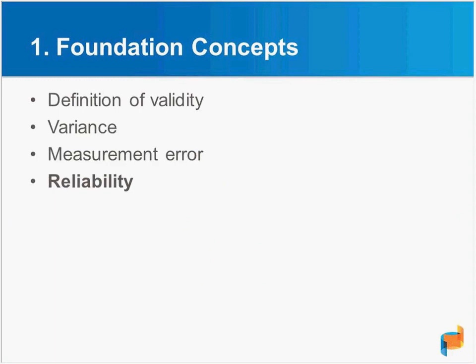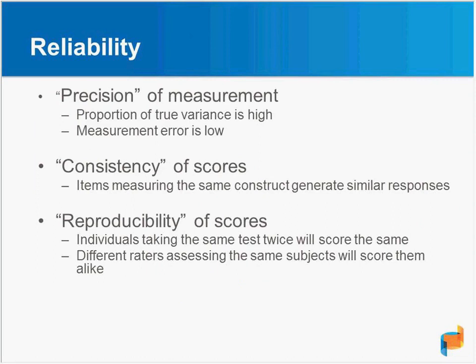So this brings us to our last foundations concept, reliability. When we talk about reliability, we talk about things like precision of measurement, internal consistency, or reproducibility of scores. And as just stated, when measurement is precise, the proportion of true variance in your data will be high, and the proportion of errors will be low. Consistency means that when you have a number of items trying to measure the same thing, like communication, the scores are very similar. In fact, they correlate with each other, and they cluster together in statistical tests looking for common factors.